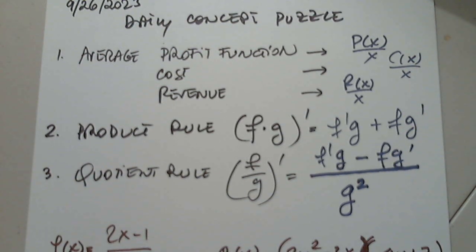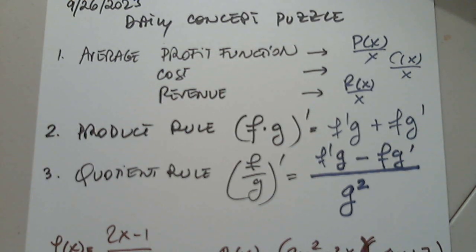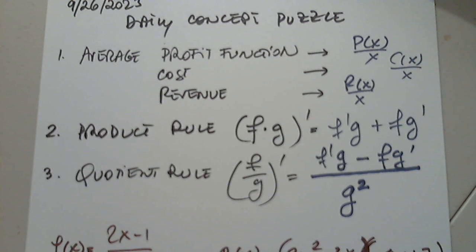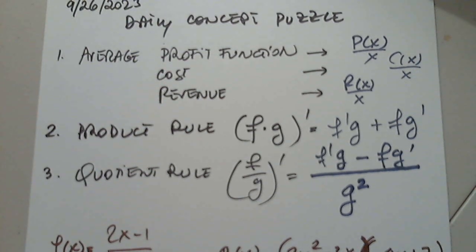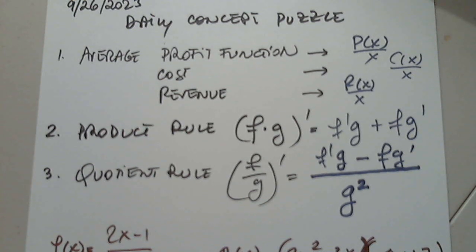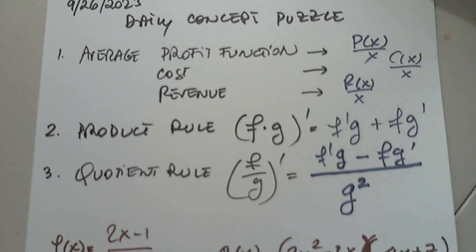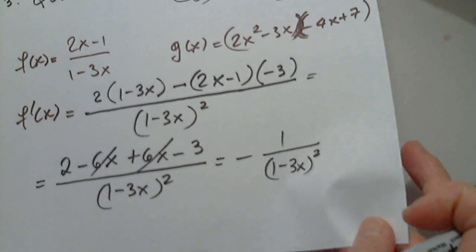Thank you so much. So 2 minus 6x plus 6x and 3 negatives, so minus 3. Awesome. 1 minus 3x squared. These two go away, and the answer is indeed negative 1 over 1 minus 3x squared. Awesome. I think everyone did this correctly. Thank you. That's great.